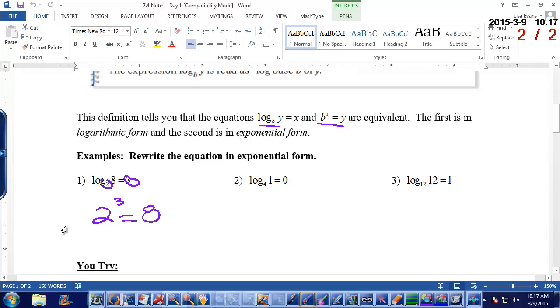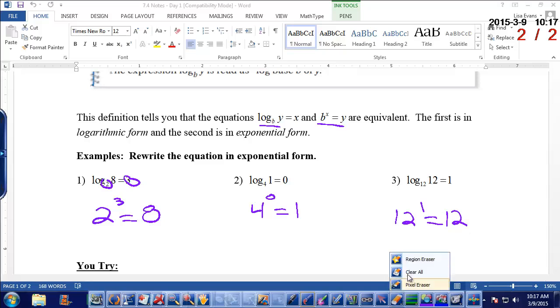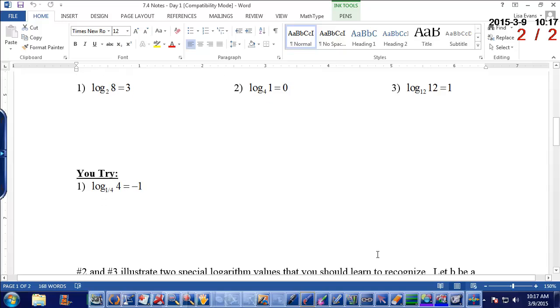Does that make sense? Is 2 cubed 8? Yes. Okay, over here, 4 to the 0 equals 1. Does that make sense? Yes. Anything to the 0 power is 1. 12 to the first equals 12. Again, that makes sense. I would like you to pause the video, and all I want you to do, there's no solving in this, is try rewriting this problem in exponential form.